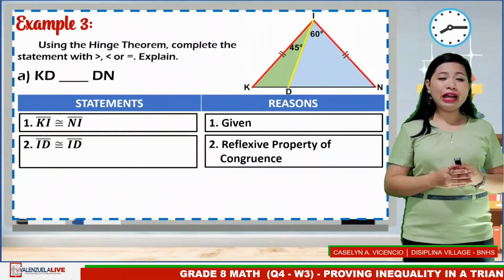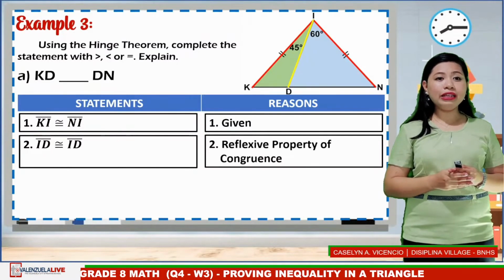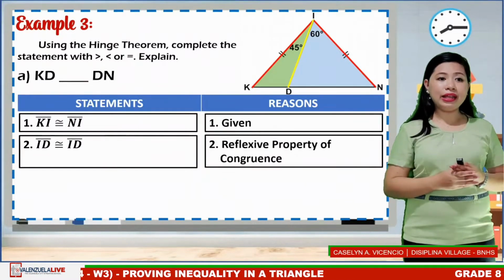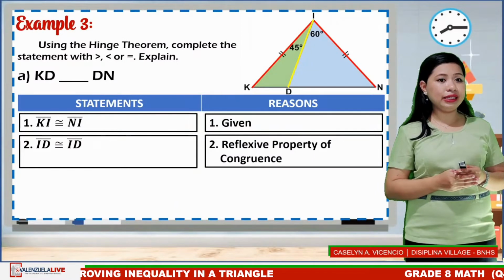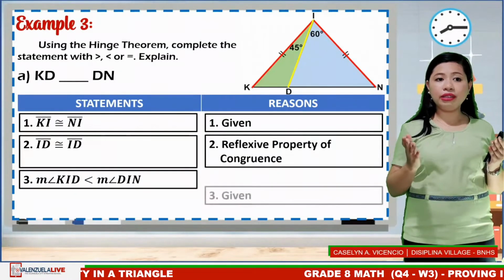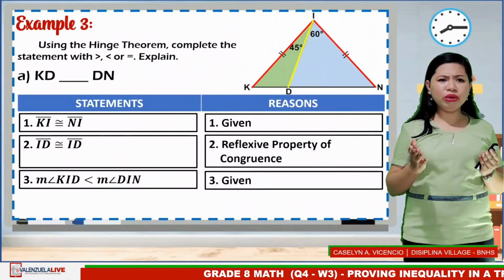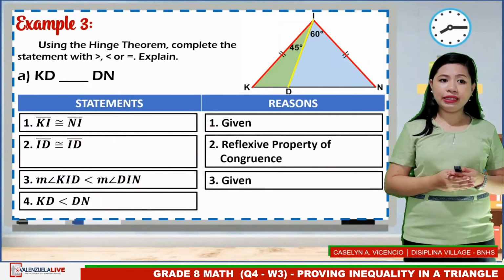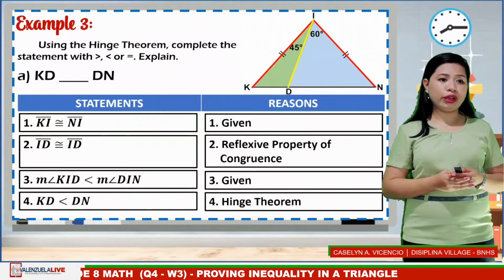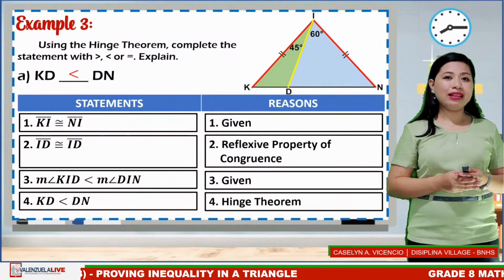The measure of angle KID is 45 degrees, and the measure of angle DIN is 60 degrees. Hence, we can say that the measure of angle KID is less than the measure of angle DIN, and the reason is given. Therefore, we can conclude that the measure of side KD is less than the measure of side DN by hinge theorem. So, the answer to complete the statement is less than.